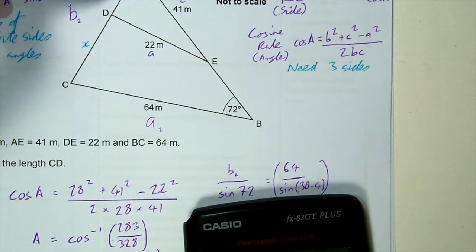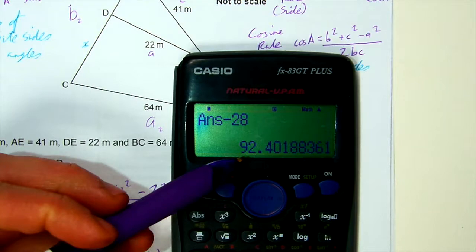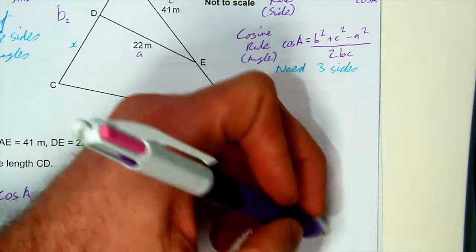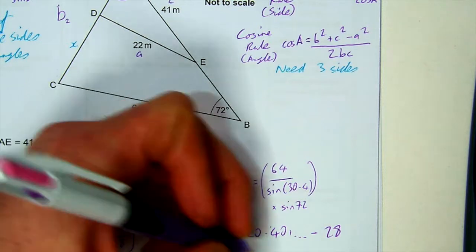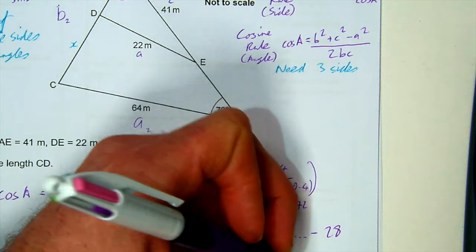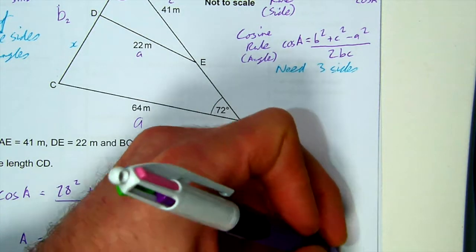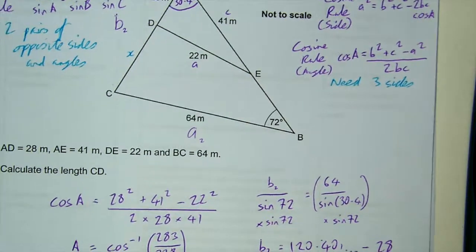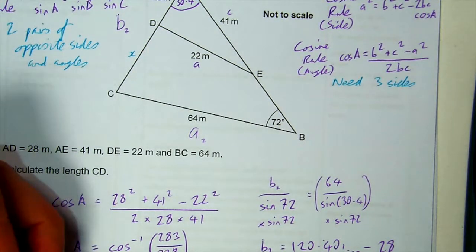Okay, so B2 equals 120.401, etc. However, going right back to the question, we need CD, so we just need to take away this DA part here. So I'm going to take that away from my answer to get 92.4. I'll write that down there, minus the 28. So CD is now going to equal 92.4 meters to 1 decimal place. Okay. So there you have it.